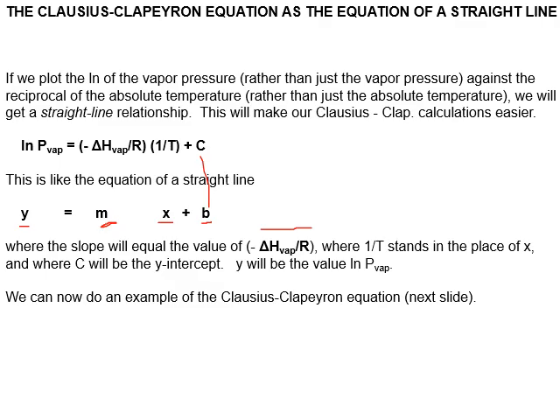So if they're giving you in the problem statement that you have a temperature 1 and it has this pressure, and a temperature 2 and it has this pressure, or if they're asking you to find the second one, then you would have to use the modified form of the Clausius-Clapeyron equation, the form that has the T1, T2, P1, P2 in it.